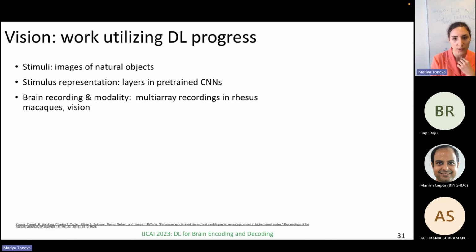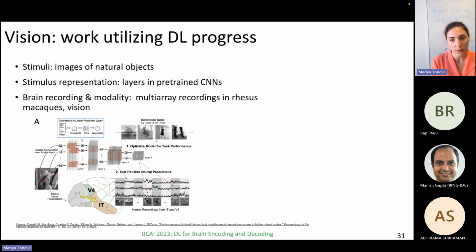And so for this vision part here, I wanted to talk to you about work from 2014. It's quite old at this point, but this was the first work in the vision domain which used layers in a pre-trained convolutional neural network to predict different responses in a monkey's brain during processing of natural objects.